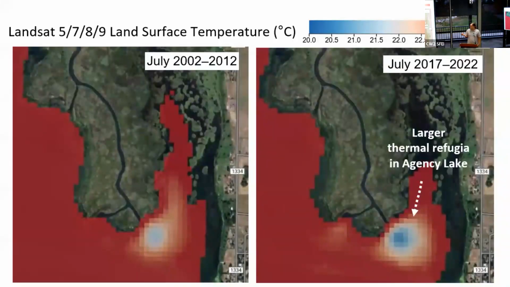And so we were able to show that during that full regulation period, the size of the thermal refugia at the mouth of the Wood River has increased and it's cooled down. And that could be really important for the redband trout population as well as potential future salmon reintroduction. Even though it did not cool down the water within the Wood River, it expanded the thermal refugia.